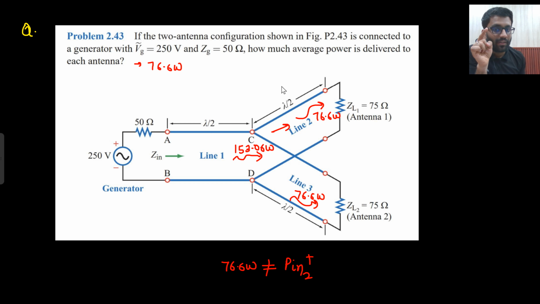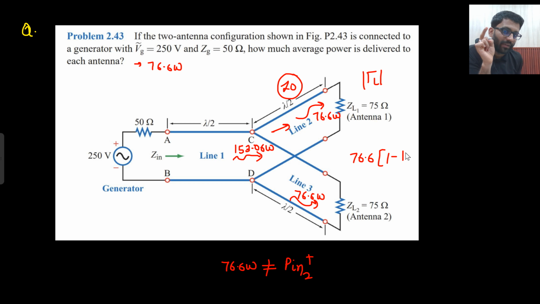Here, if Z0 was mentioned, then what would a lot of students have done? They would say, sir, 76.6 watt, then what will I do? Z0 is mentioned, I will calculate gamma L and then my answer would be 76.6 into 1 minus gamma L square. I have seen this in a lot of notes as well. But this is absolutely incorrect.